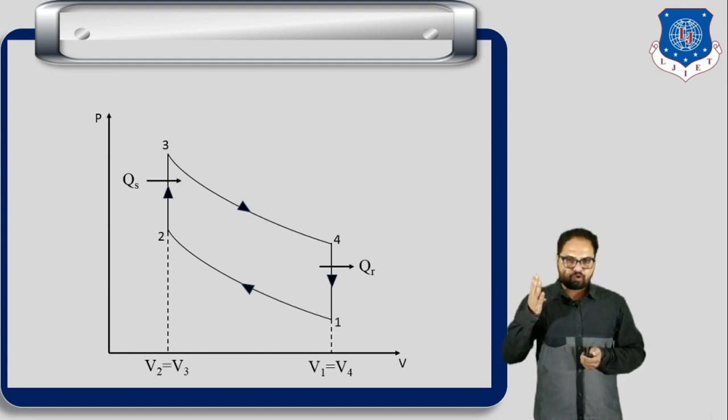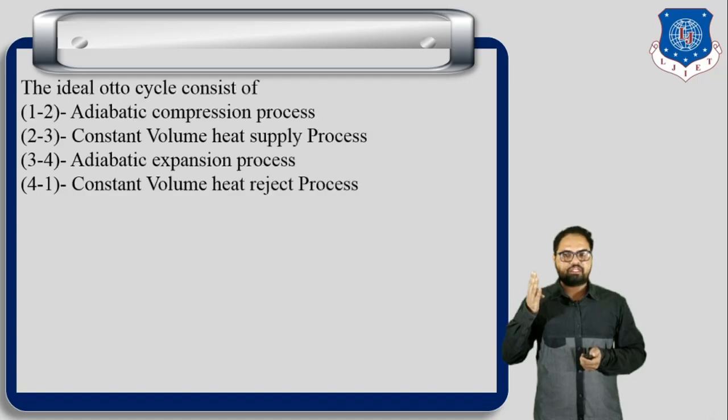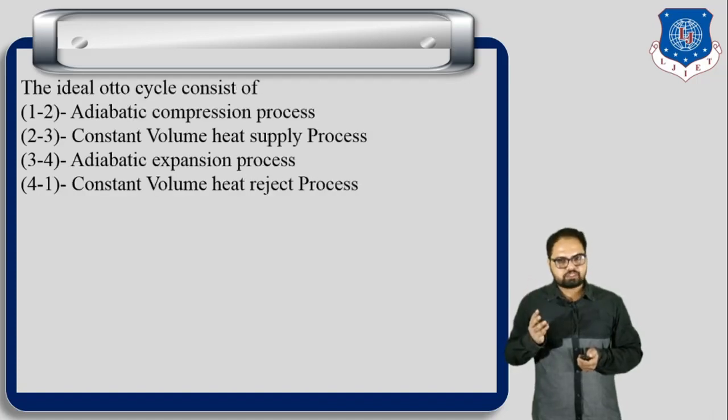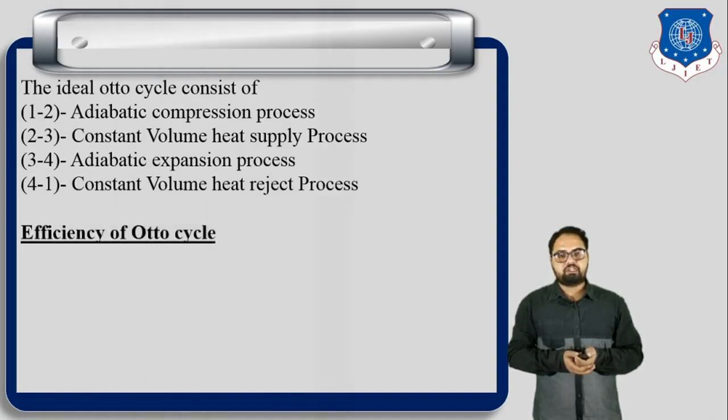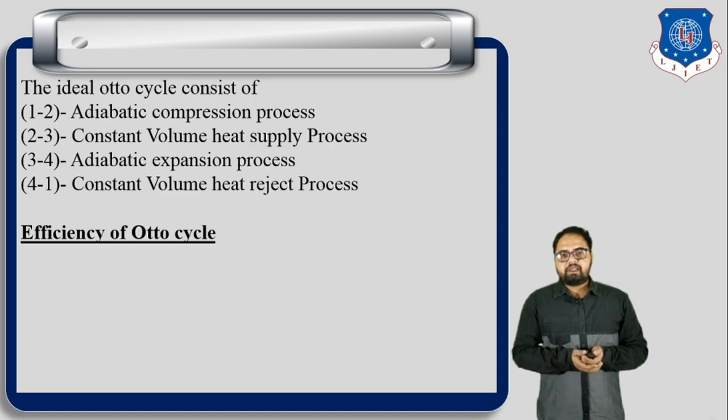So there are a total of 4 processes. The first is the adiabatic compression process, during process 1 to 2. During process 2 to 3 there is the constant volume heat addition process. During process 3 to 4, the adiabatic expansion process, and during process 4 to 1, the constant volume heat rejection process. Now let's discuss the efficiency of the Otto cycle.